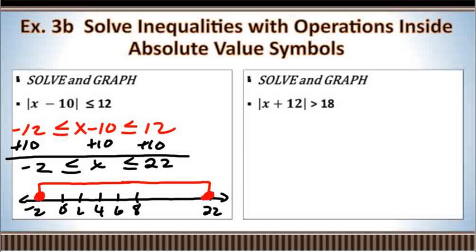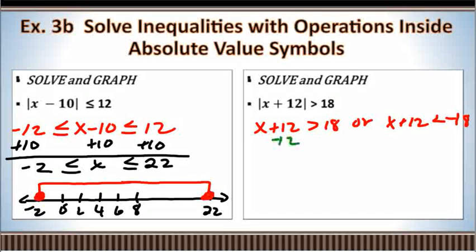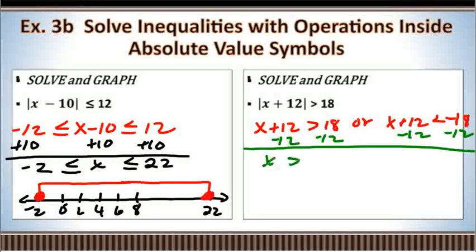Next one, it's greater than 18, so it's an OR. So x plus 12 has to be greater than 18, or x plus 12 has to be less than -18. Subtract 12 in both equations, and I get x is greater than 6, or x is less than -30.